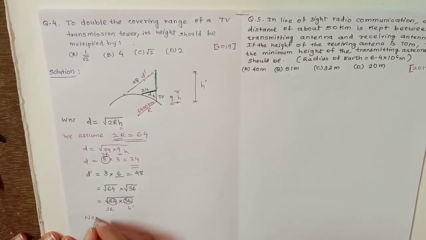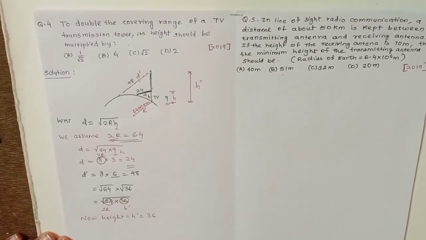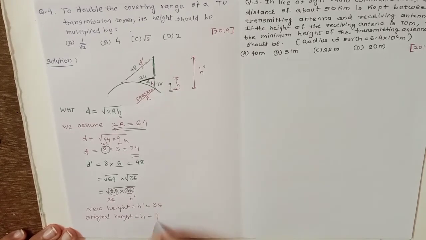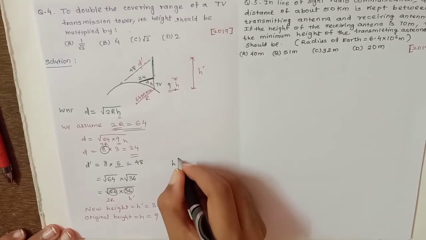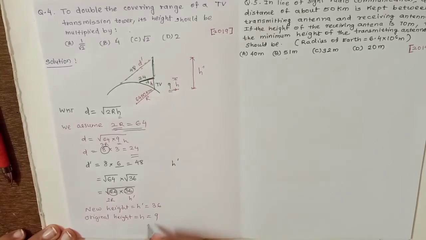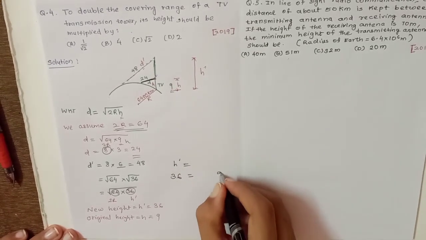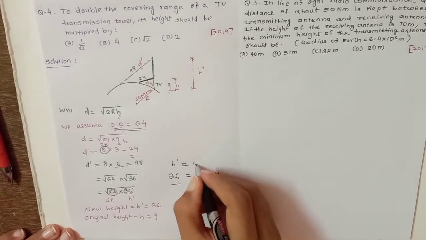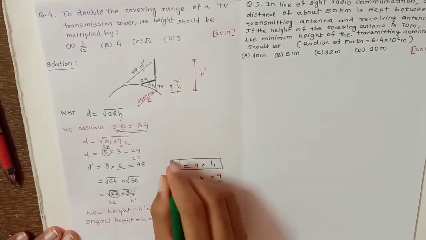So we found a new height. The new height came out to be 36, and the original height was H is equal to 9. So the new height H dash, that is 36, should be 9 into 4. So 4 times 9 is 36. So 4 times the original height is the new height.